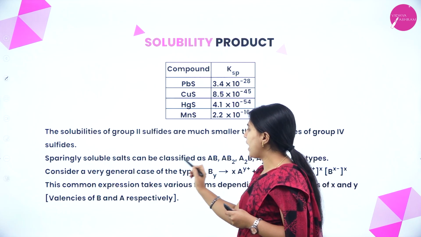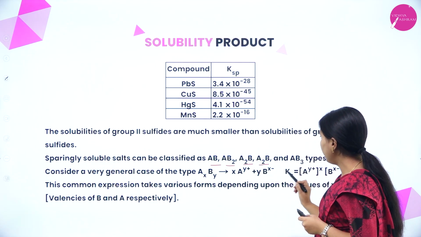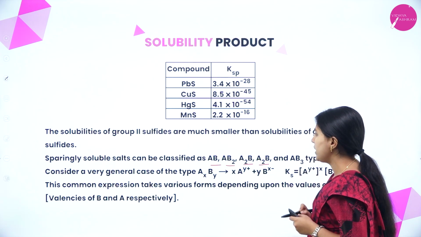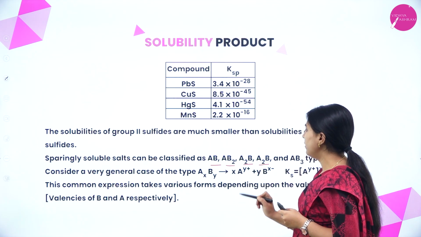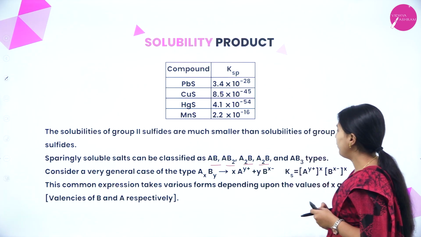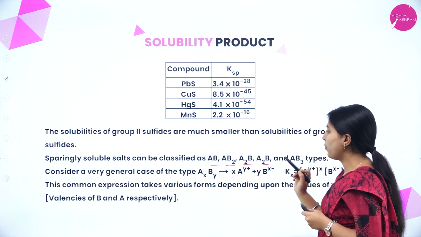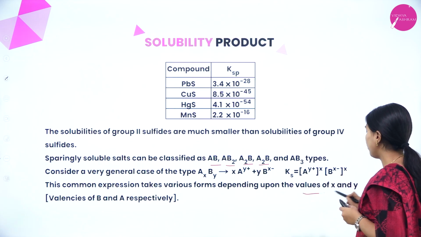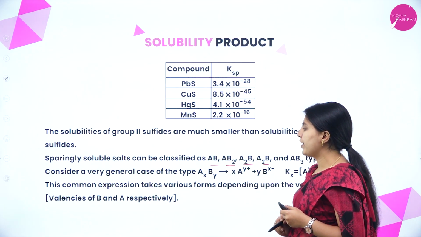Sparingly soluble salts can be classified as AB, AB2, A2B, A2B3 and AB3 types. Consider a very general case of AxBy. This is the number of moles which we have used, and these are coefficients, and this common expression takes various forms depending upon the values of x and y, the valencies of B and A respectively.